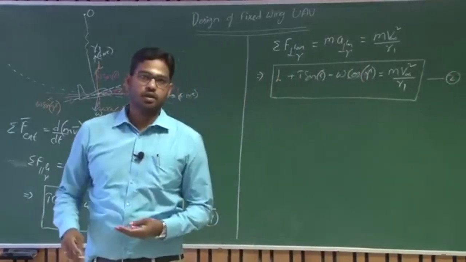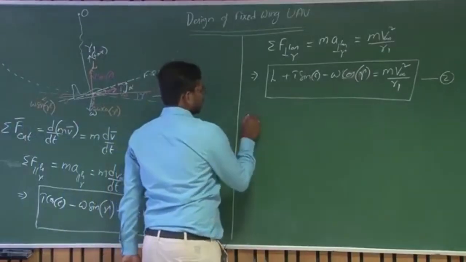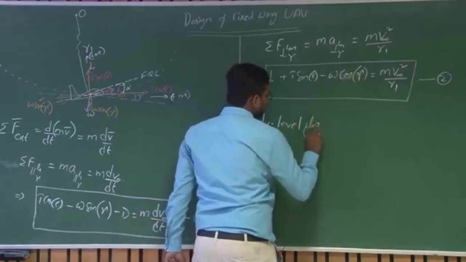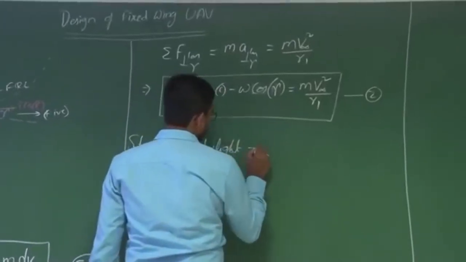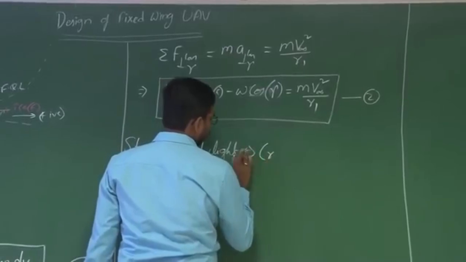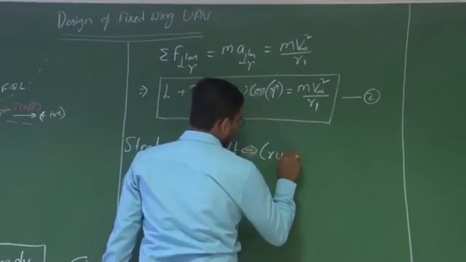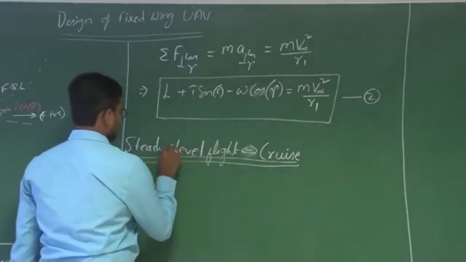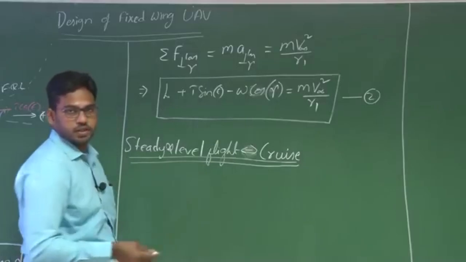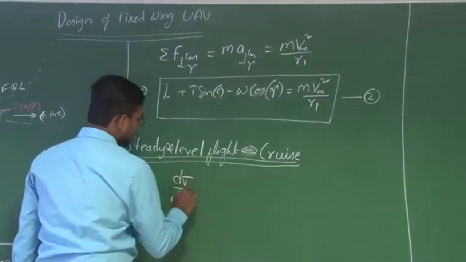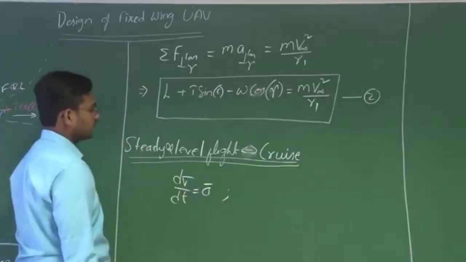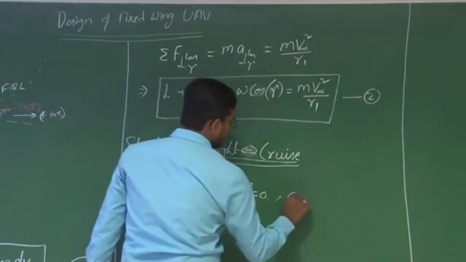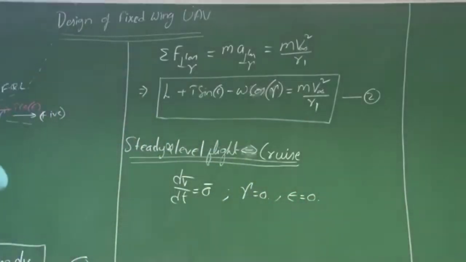These are the two general equations, and now we consider a special case of this general flight known as steady and level flight, which is also known as cruise. Right? So what does it mean? Steady flight means the rate of change of velocity in this case is 0, or the net acceleration is 0, and level flight means gamma is 0, flight path angle is 0. And further, we also assume that there is no thrust misalignment during this particular case.